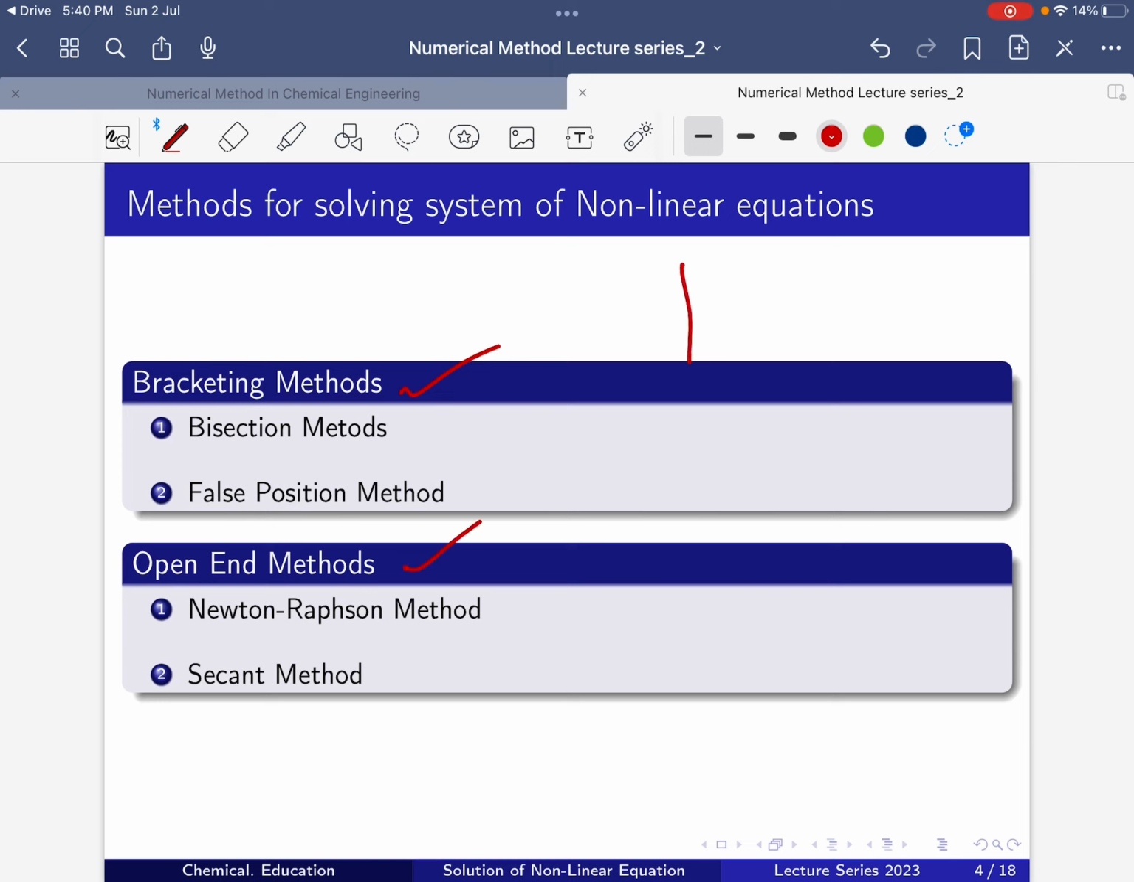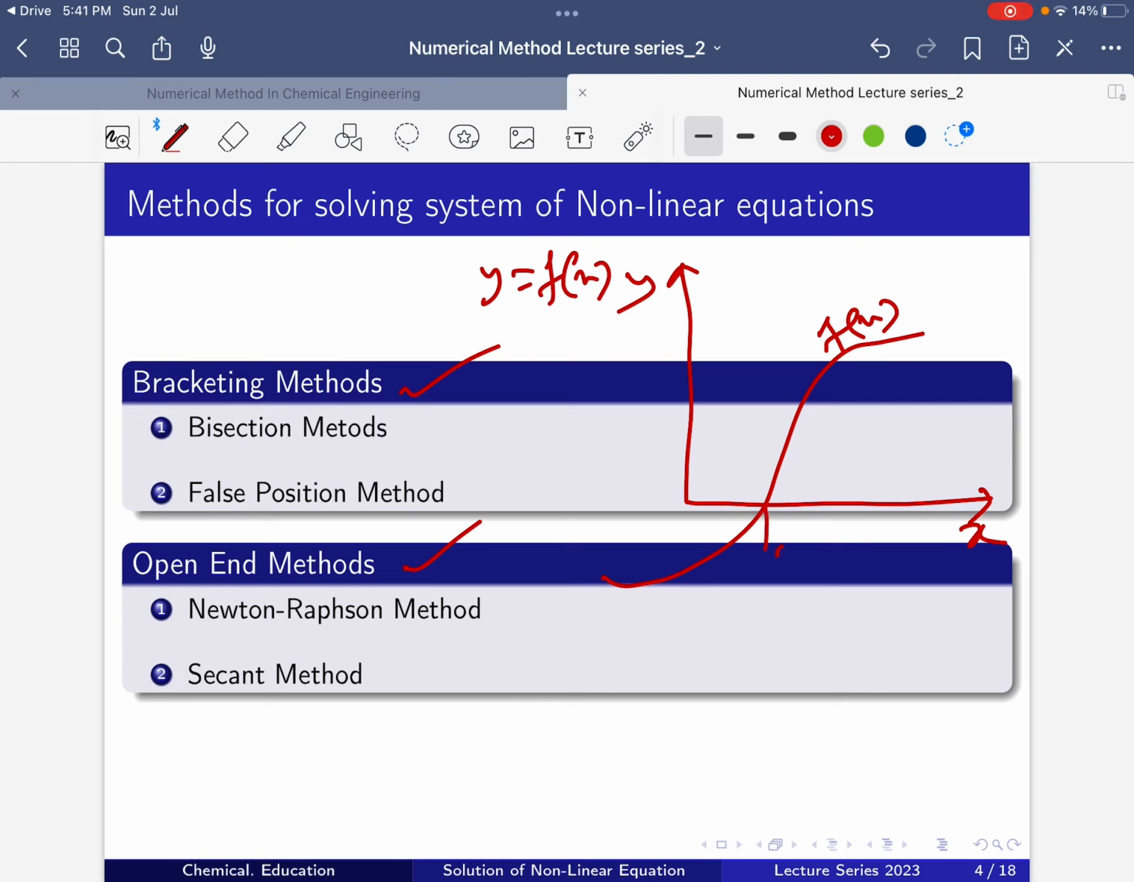Now first, what is a root? Suppose you plot a nonlinear function, y = f(x), with the x axis and y axis, and suppose the function looks like this. Now this function cuts the x axis at certain points. Let's say this is x1. So x1 is called a root of the function, where f of x1 gives 0 or nearly 0. So x1 is the root of the equation.